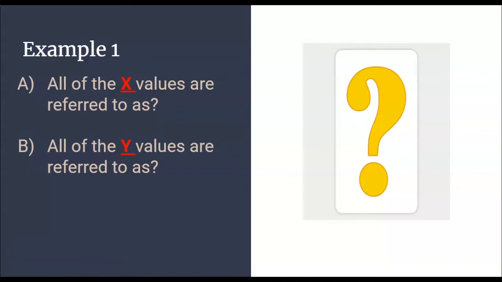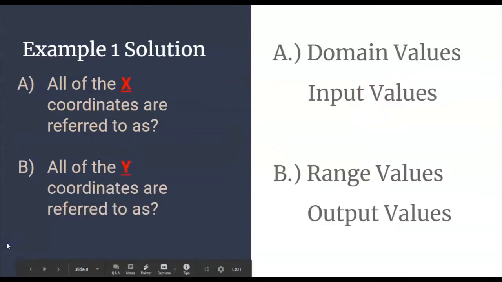Example 1. All of the x values are referred to as. All of the y values are referred to as. Please write down any term or terms that identify the x values or the y values. Here are the answers you should have. The y values are known as the range or output. The x values are known as the domain or the input.